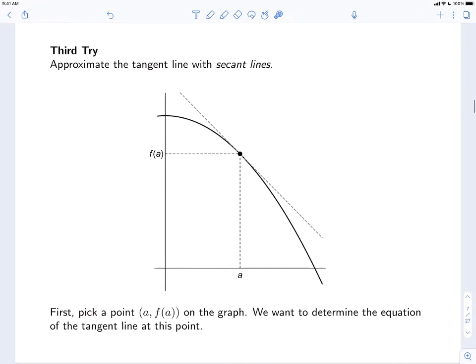So this brings us to our third try. Let's approximate the tangent line with what we call a secant line. A secant line is a line that crosses through the curve twice. So we'll start by picking a point (a, f(a)) on the graph. We want to determine the equation of the tangent line at this point, so we want to determine the equation of this dashed line here. Notice that the x-coordinate is a, and the y-coordinate is f at a. So that's why this point is (a, f(a)).